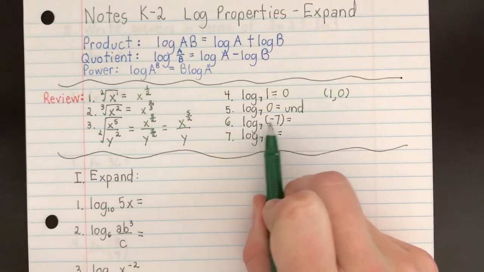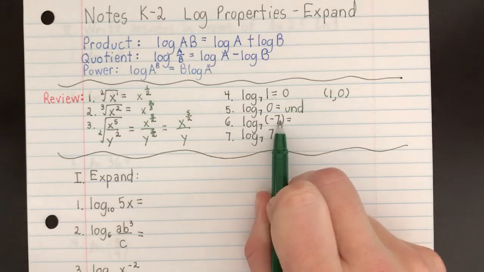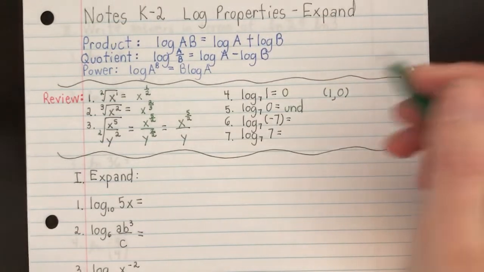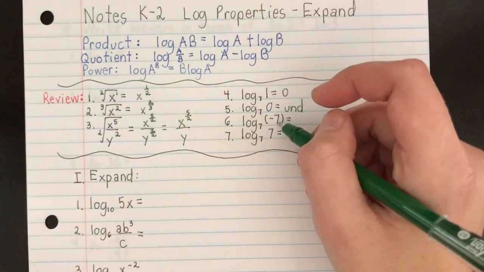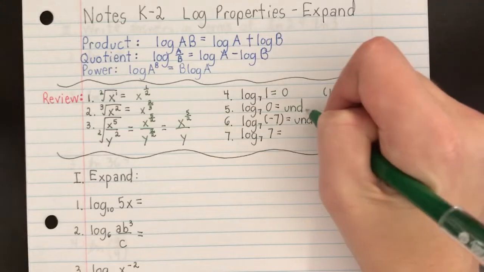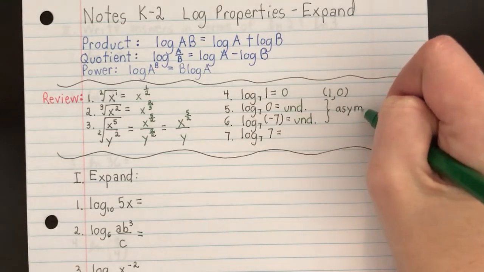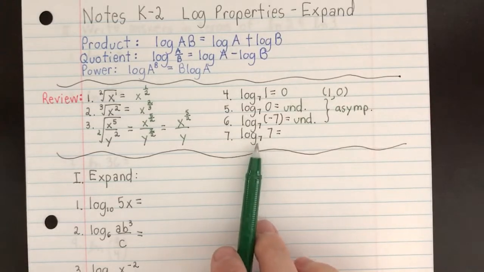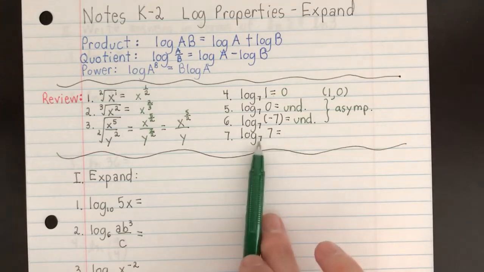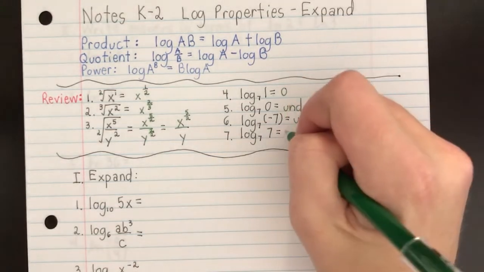Similarly, no matter what the base is, if you have a negative 7, a negative x value, again recall where the asymptote is. Because of that asymptote, you cannot use any x values that are 0 or negative. So again, this is undefined. For both of these, you should think about the asymptote and the graph. And then lastly, log base 7 of 7, if you're converting to an exponent, means 7 to what power equals 7? And that's going to be 1.